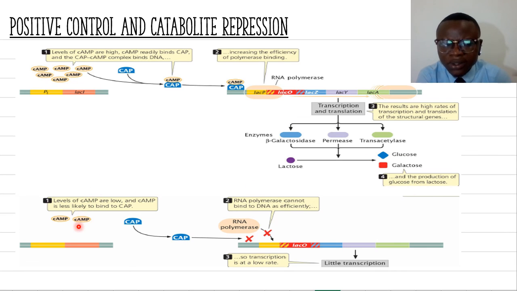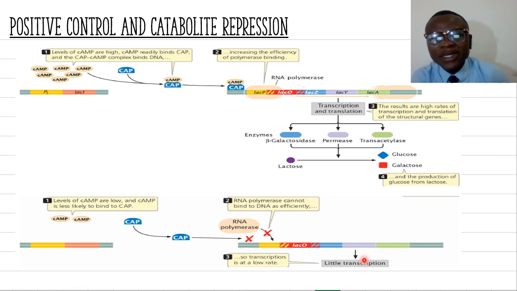However, when there is low cyclic AMP, the possibility of cyclic AMP binding to CAP becomes less. Henceforth, the CAP cannot bind to this regulatory site. Hence, RNA polymerase also cannot bind to the promoter. Therefore, you cannot have transcription, or transcription will be reduced. That is just the simplest way I can place this.